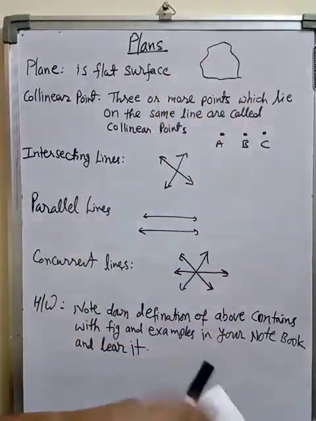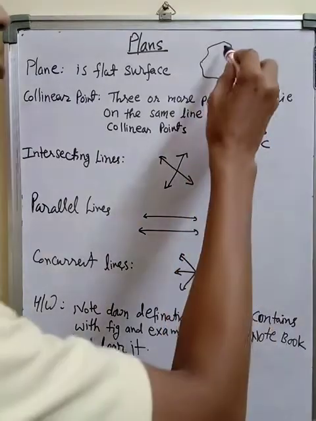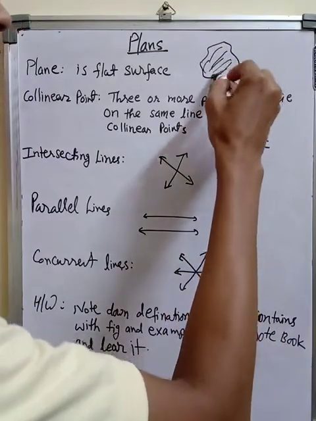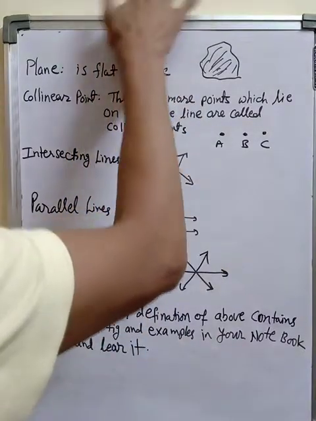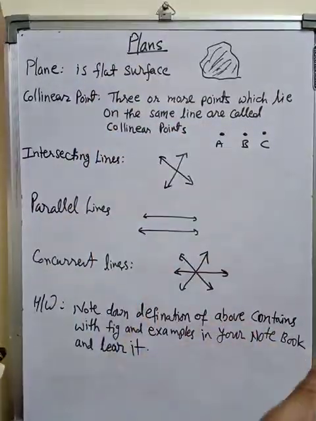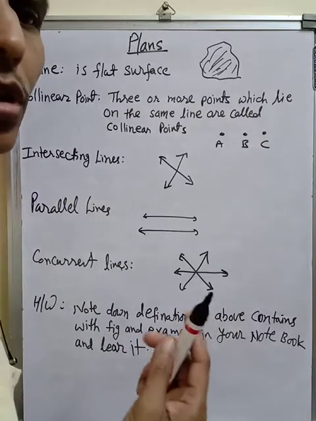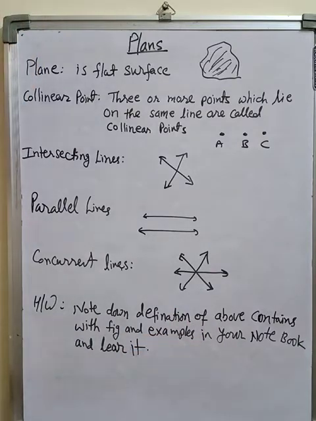You can see here I have drawn this diagram. So this portion is also a plane by figure. This surface is also our wall, tabletop. These all are the plane. So definition you can see from book. Definition of plane: a flat surface is called plane which extends in all directions.